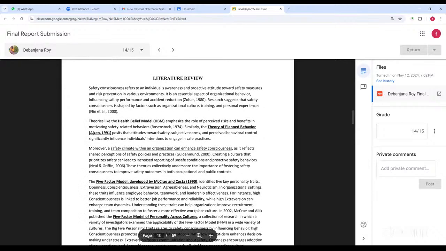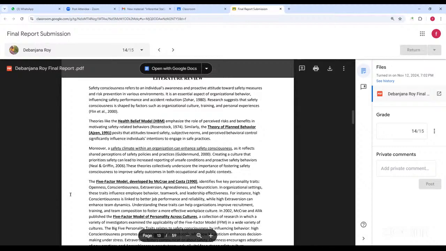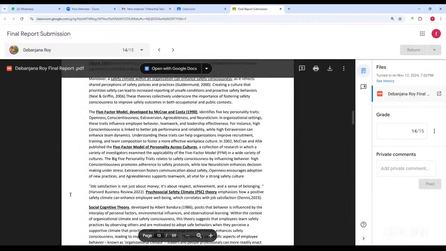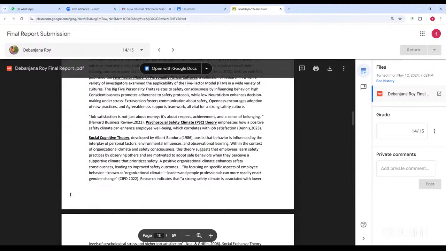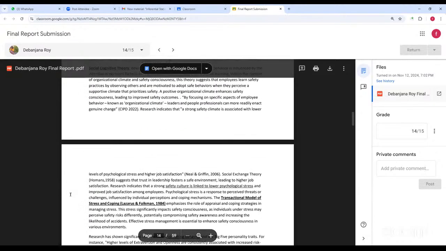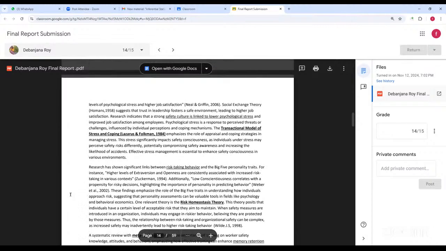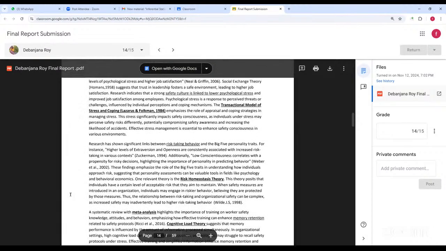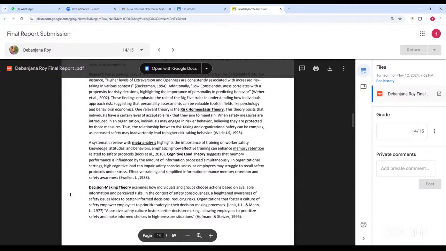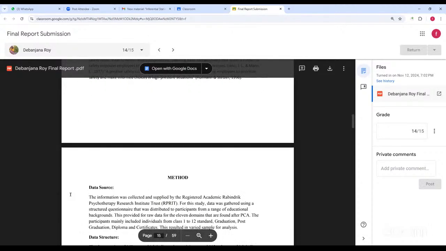Literature review covered several models like health belief model, five-factor model, social cognitive theory, stress and coping. So whatever is available here, you can study and write down in your report.